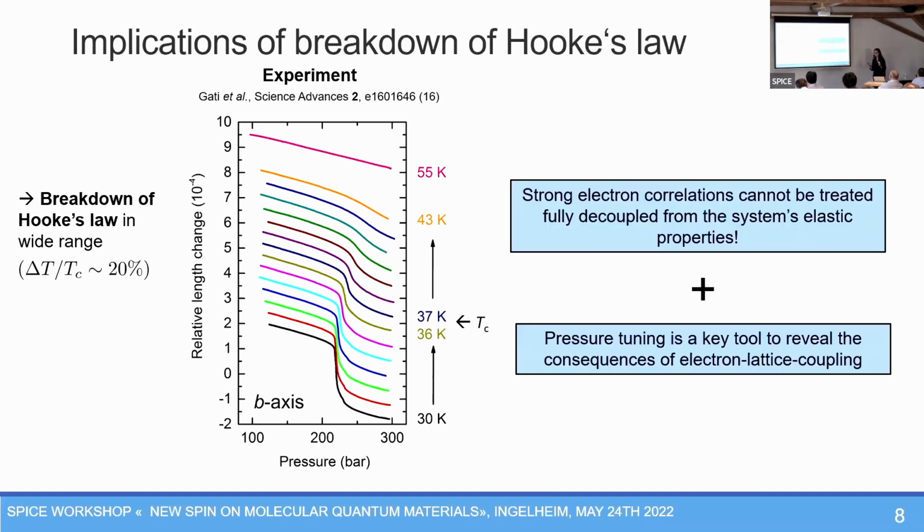On a, let's say, wider perspective, the implication of the work that we had done back then on the organics is that in principle, we should not treat the physics of strong electron correlations fully decoupled from lattice degrees of freedom. Eventually, the properties of all materials will probably be governed by that coupling. And the second important message was that pressure tuning is very important if we want to discover, tune, and also probe the effects related to electron lattice coupling.